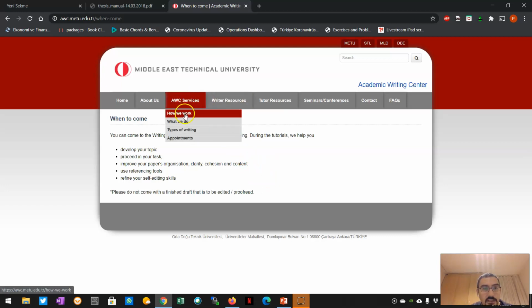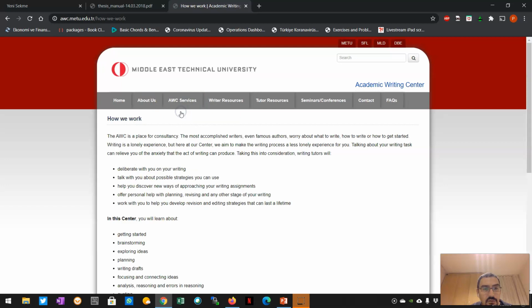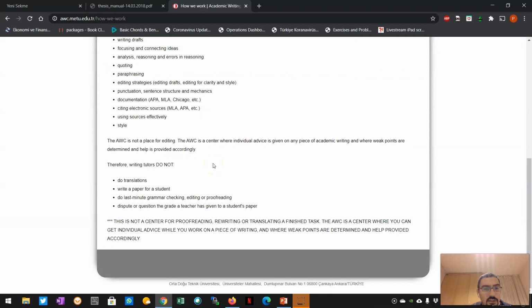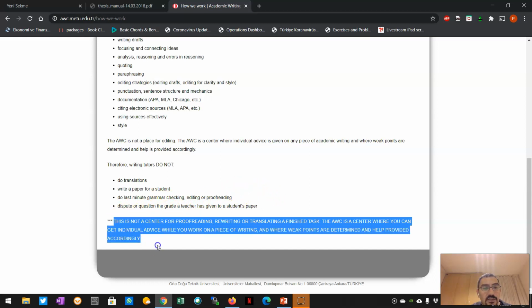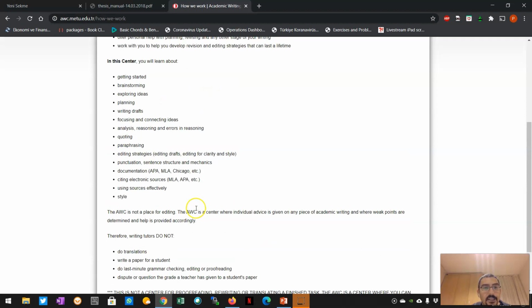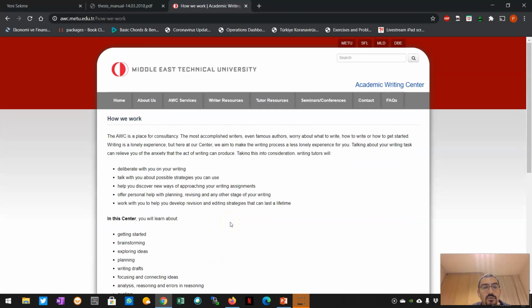And here are some links on how we work. So I think you have to get an appointment. And again, you see, they say they will not do translations, write a paper, etc. Last minute grammar check, proofreading. That's not what this is for. And here again, they have written in capitals: this is not a center for proofreading, rewriting, or translating. Okay, this is a way for you to help your writing skills, and you should have concrete problems identified before you visit this center.